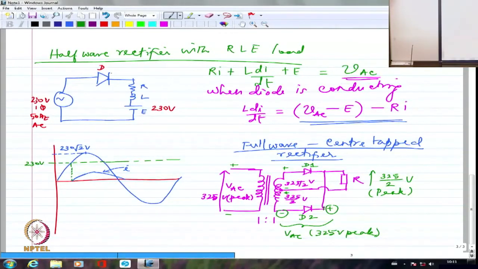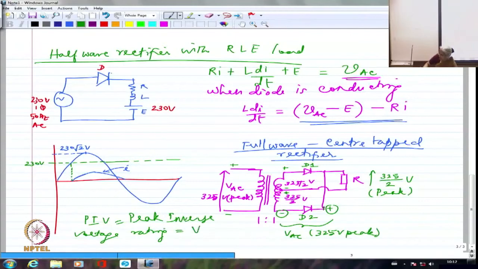So you are going to have the peak inverse voltage rating of this diode being VAC, whereas output is going to be only VAC by 2. Of course, I have to completely derive the expression for average value of voltage, which we have not done.